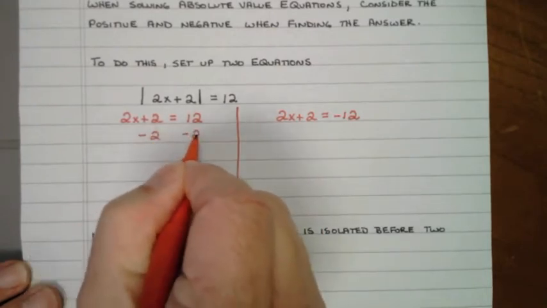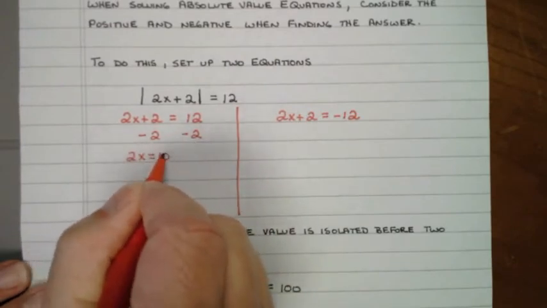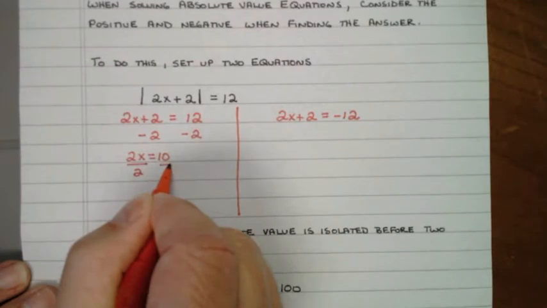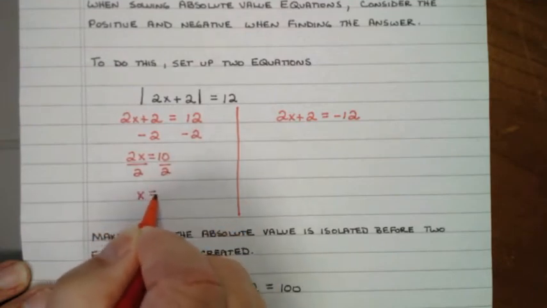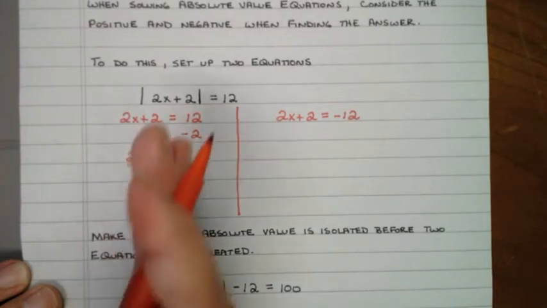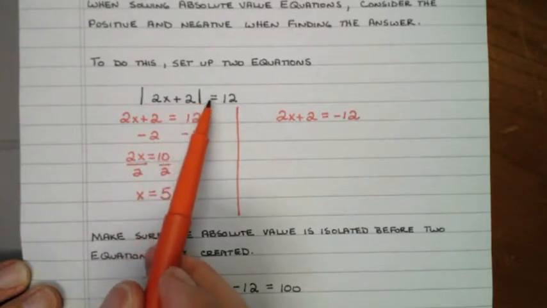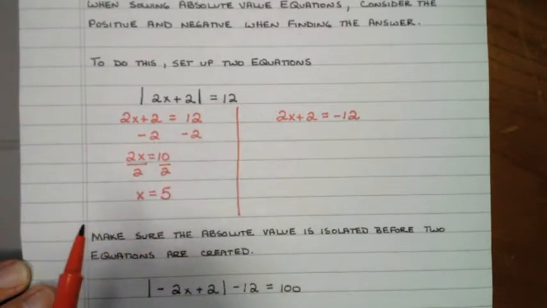Using my rules, I subtract 2 from both sides, divide both sides by 2. 5 is also my answer for this one. That's one of my answers. If I put 5 in here, 5 times 2 is 10. 10 plus 2 is 12, and the absolute value of 12 is equal to 12.